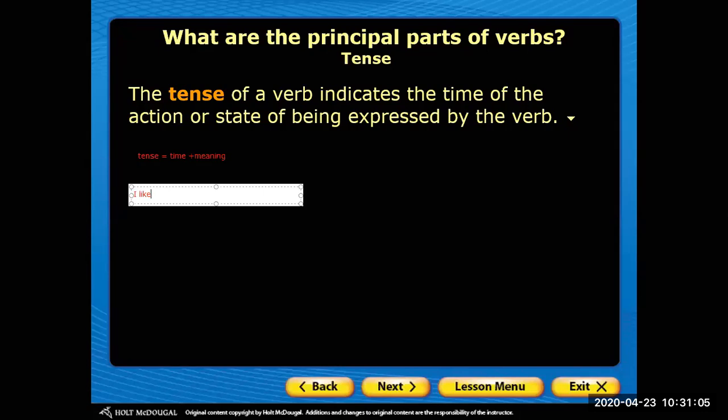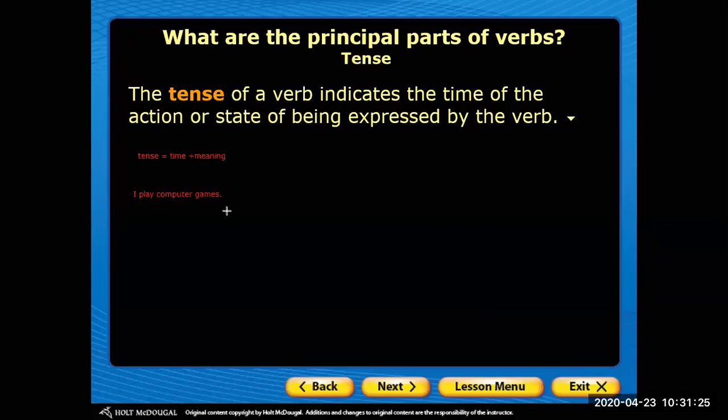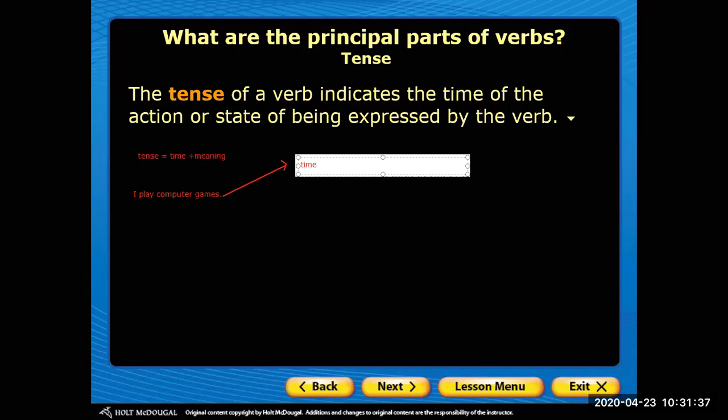I like computer games, or I play computer games. What's the tense here? The tense is present. Yes. Right, boys? So the tense for this sentence actually is present. Let's see. Sorry, the time, I apologize. The time is present, right?